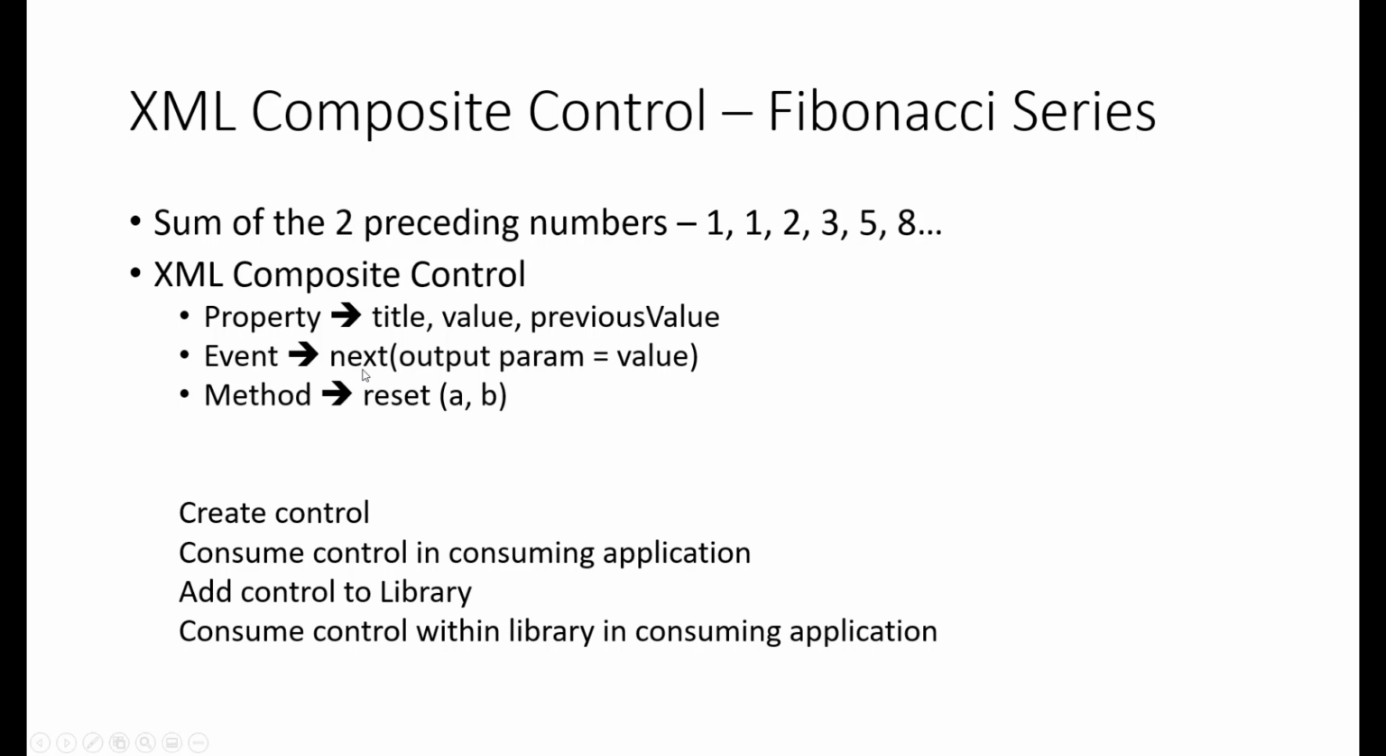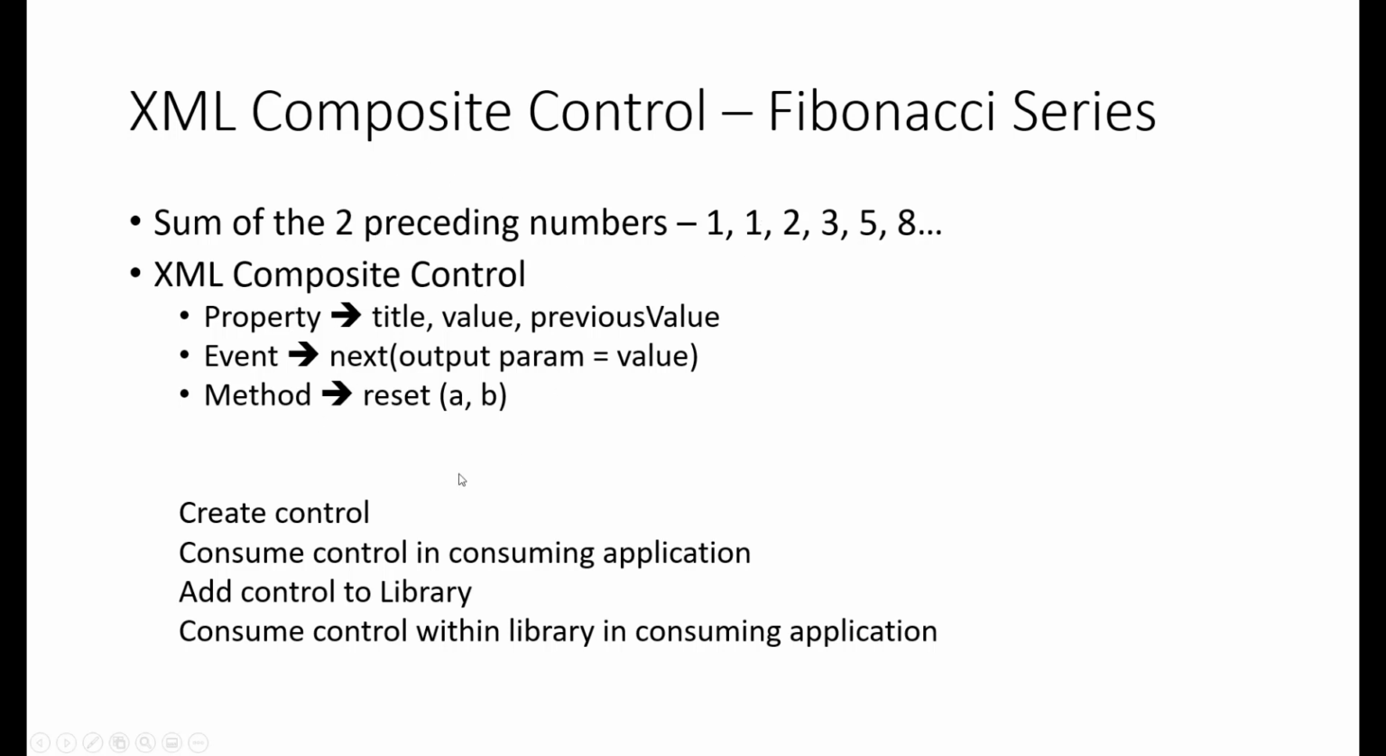Anytime you call next, the output param is going to be value. If the value and the previous value are 1 and 1, then this output param will be 2, and that will also be stored in a parameter called value. We'll also have a method called reset, which resets the value and the previous value. So, a fairly simple composite control.